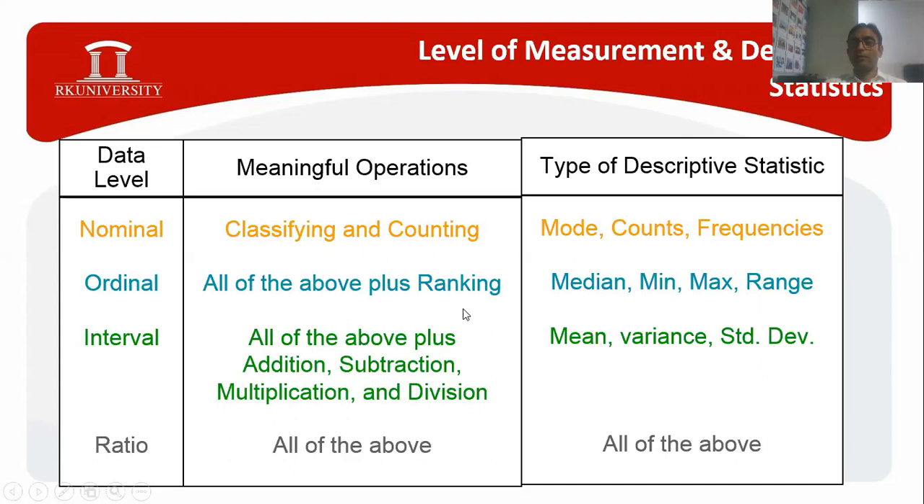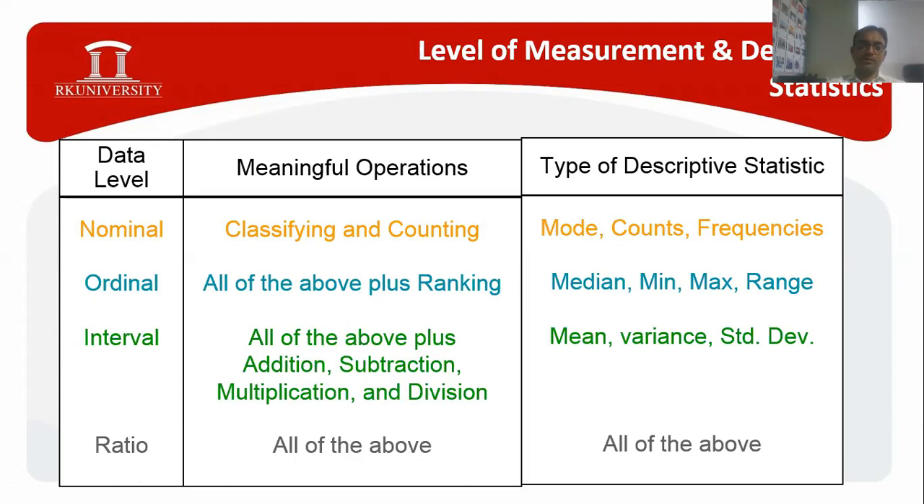We cannot apply or calculate mean or standard deviation on nominal or ordinal kind of data. We can only apply mode and median, or at the max, we can find out the minimum or maximum value and the range of that particular data set. For interval kind of data, you can calculate mean, variance, and standard deviation, whereas for ratio, which is the highest level of measurement, you can do all the calculations mentioned above.